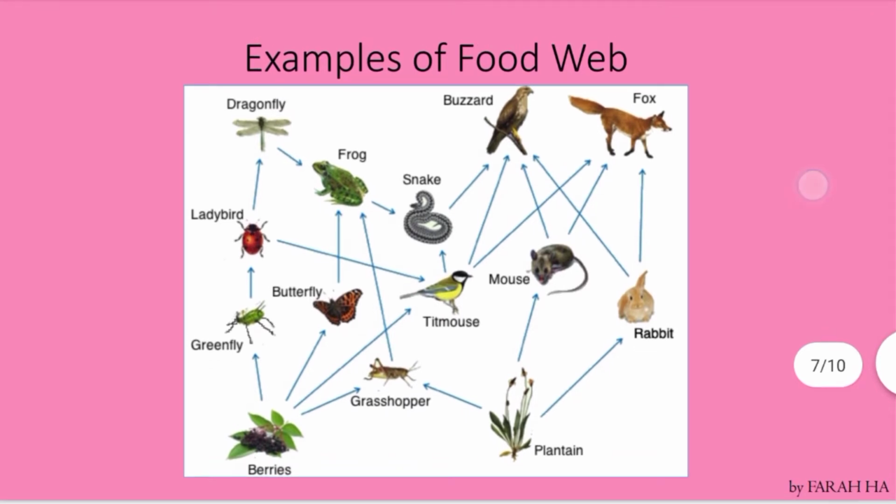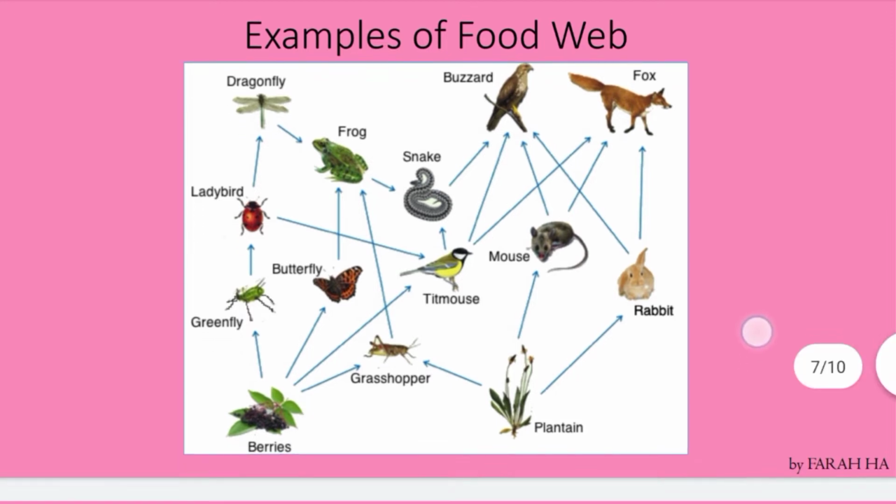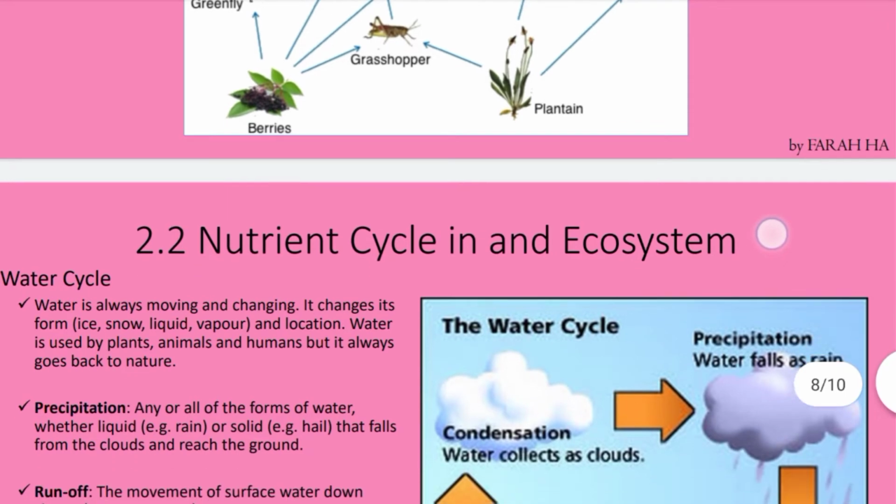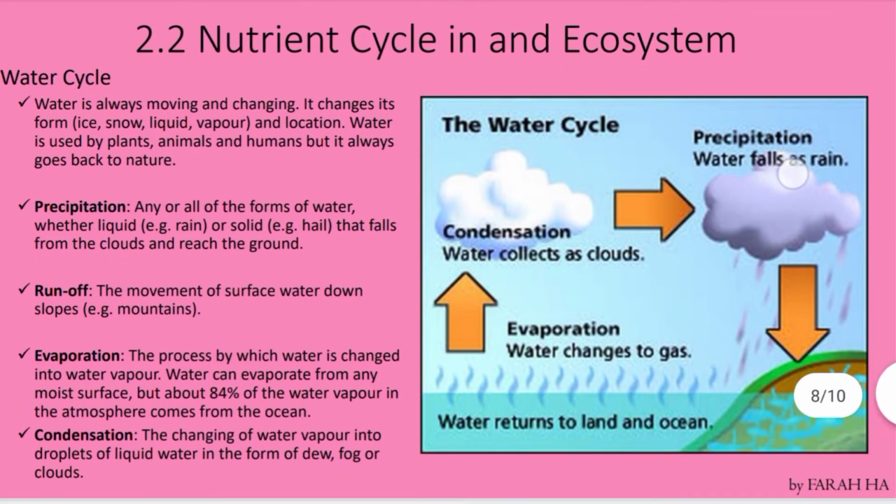So this is another example of food web, where berries and plantain are green plants which act as producer, and the grasshopper will be the primary consumer. The grasshopper eats both plants, which are berry and plantain. Okay, titmouse is also a primary consumer. So it will be eaten by the snake as the secondary consumer.